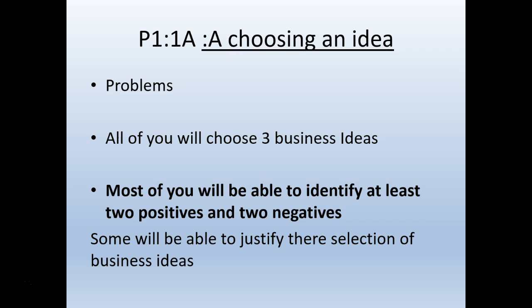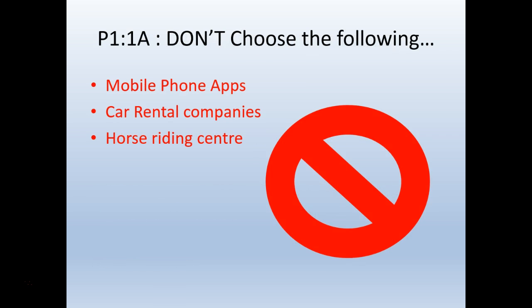P1-1A, choosing idea. All of you will need to choose 3 business ideas. Most of you will have at least 2 positives and 2 negatives about each of them. So that's what we're looking at trying to develop. Some of you will be able to describe basically why you've chosen that business idea. But the most important part is basically all of you will choose 3 business ideas.